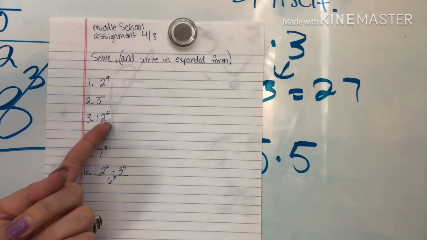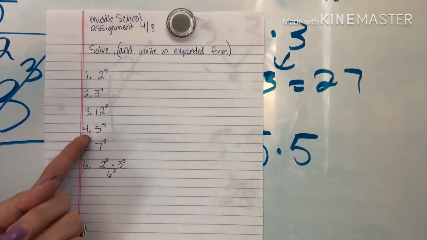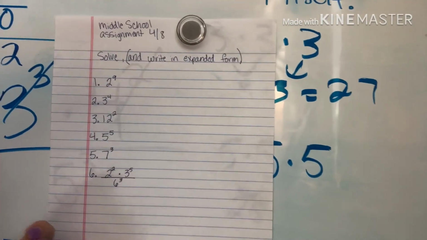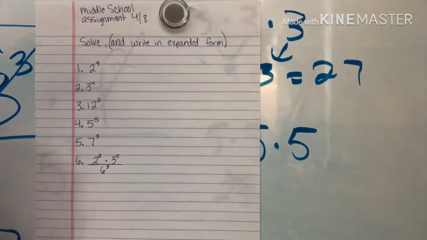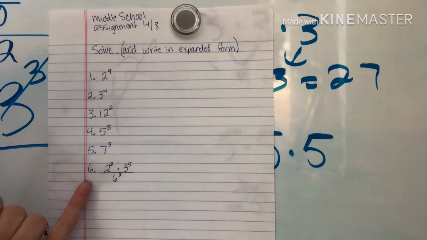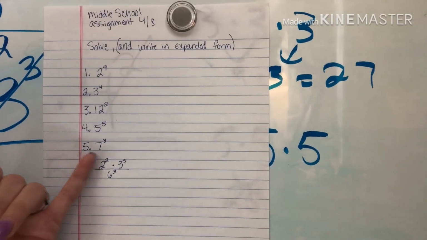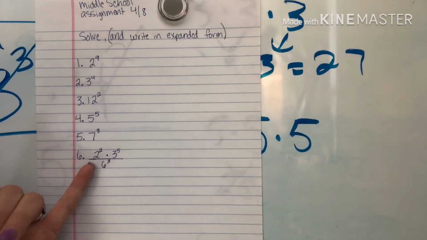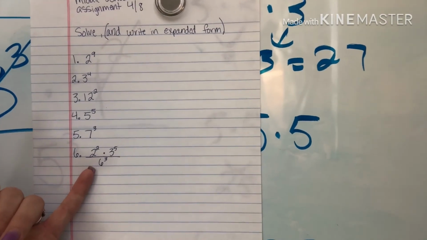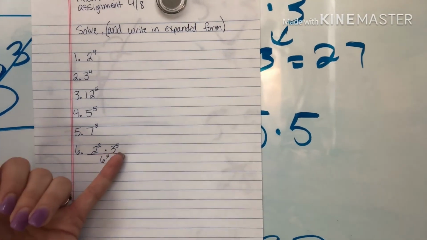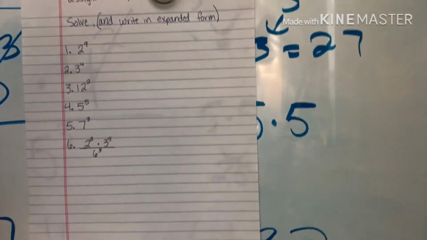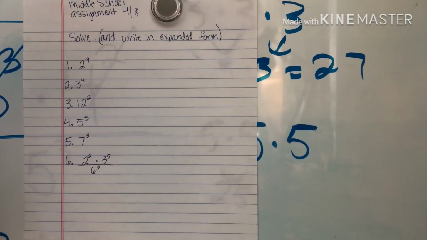Number 3 is 12 squared. Number 4 is 5 to the 5th. Number 5 is 7 cubed. Sorry, number 6 is our little expression that we're going to solve. 2 squared times 3 to the 5th over 6 cubed. Okay? So remember, write that down.